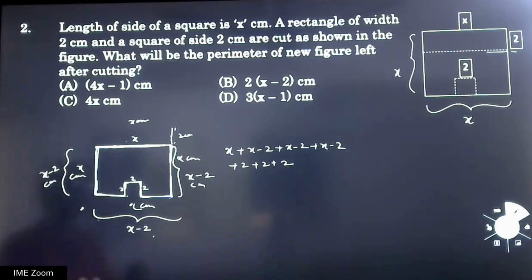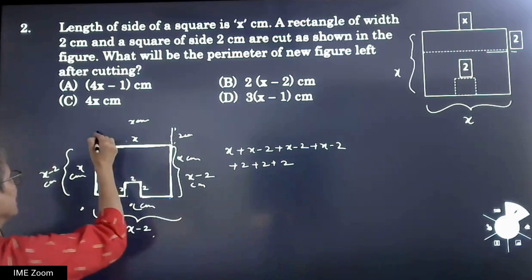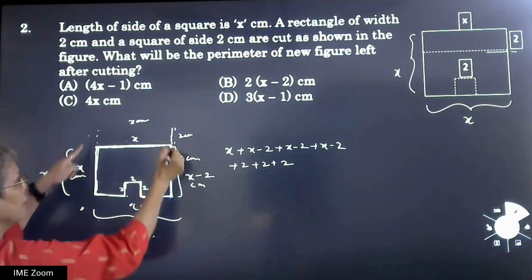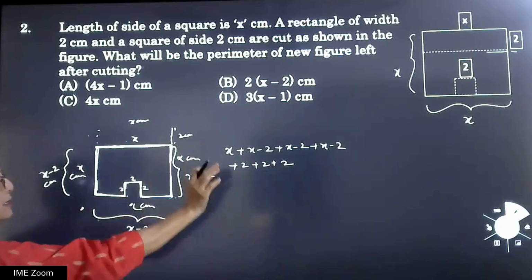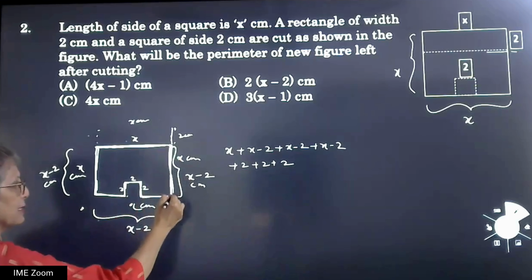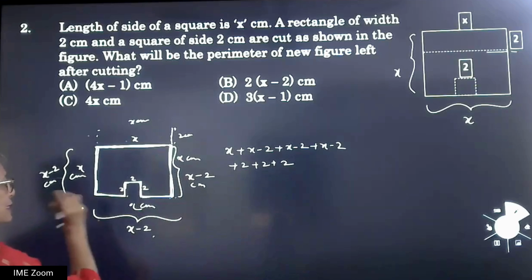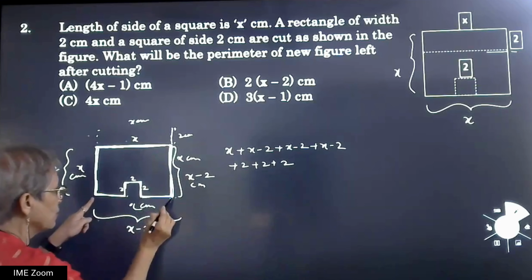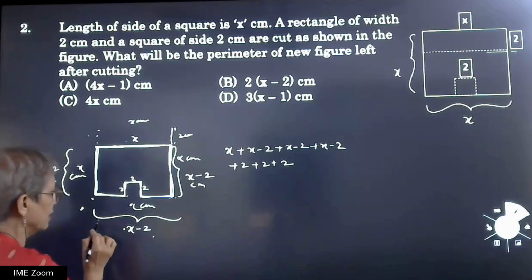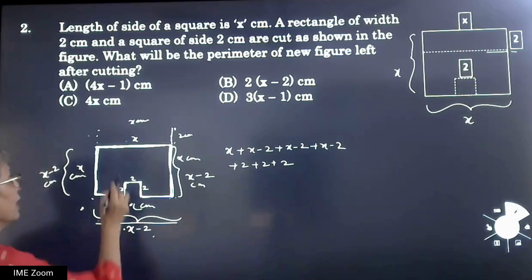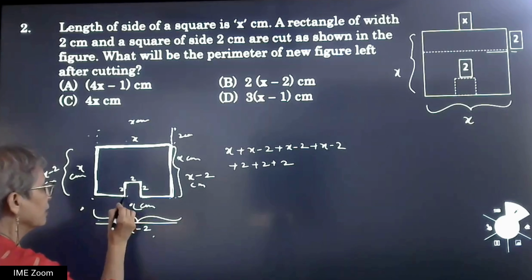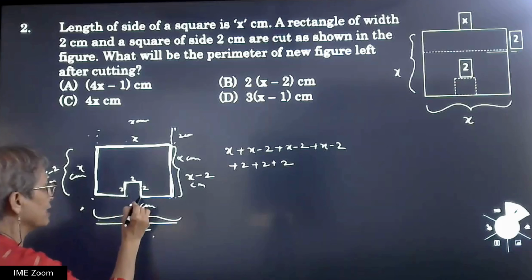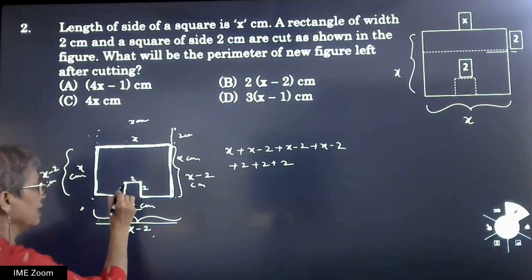Once again, look here. The original upper part was fully x. Out of that, this 2 centimeters are cut. So the remaining part is x minus 2. This remaining part is x minus 2. Then out of this whole, this 2 centimeter is cut, so this is also x minus 2. And only this side remains as it is, that is x. Also, it is cut here, but it is like this. The square is cut, so these edges are there.